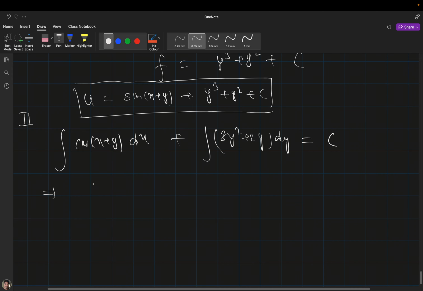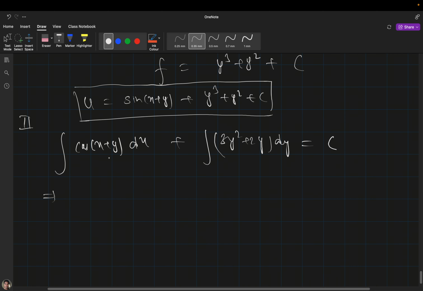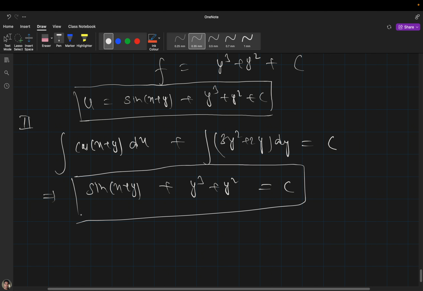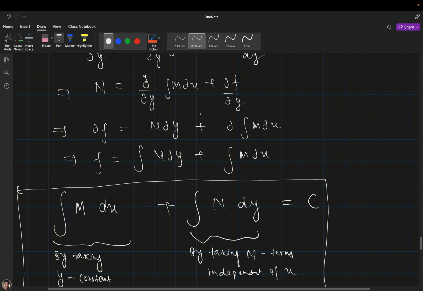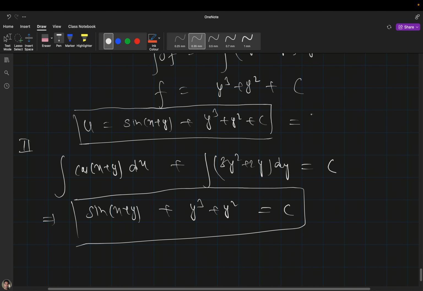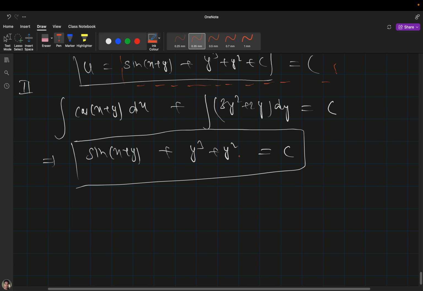It's clear. One more thing, I have to integrate this by taking y as a constant, so clearly sin(x + y) plus y³ + y² equal to c. The same solution you are getting. Now you will say, sir, here we are getting u equal to this, but I know that I am solving the u equal to c problem. So the solution will be this equal to c, and here also you are getting the same solution. Is there any problem?